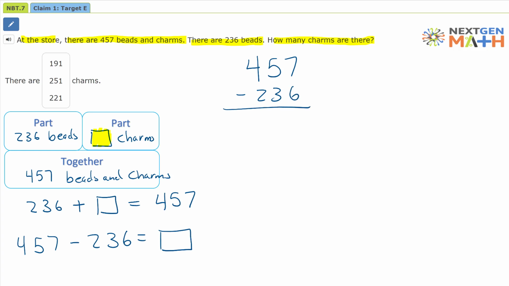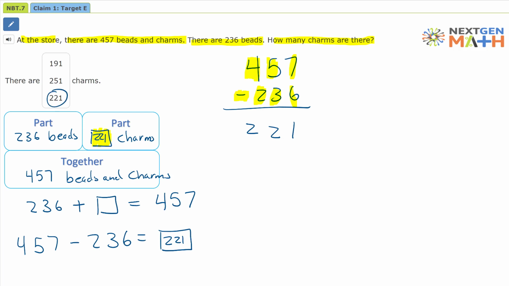So when we subtract, we're going to subtract our ones. 7 minus 6 is 1. Next we'll move to our tens. 5 tens minus 3 tens is 2 tens. And then 4 hundreds minus 2 hundreds, that's equal to 2 hundreds. So our missing number is 221, or 221 charms.